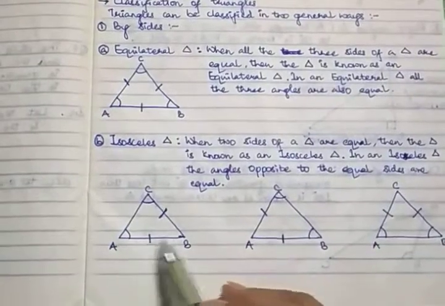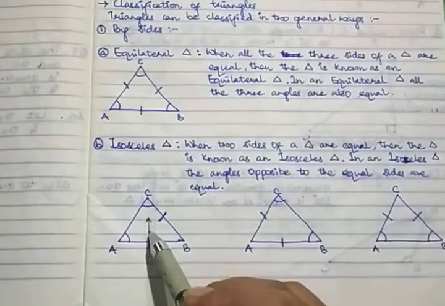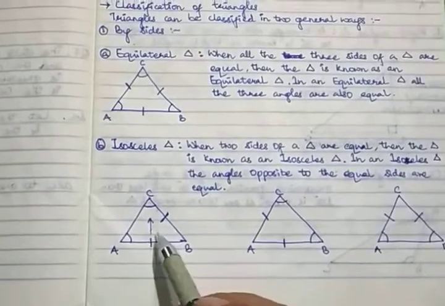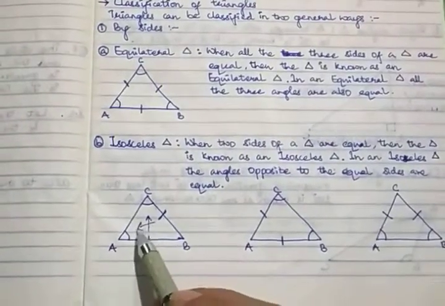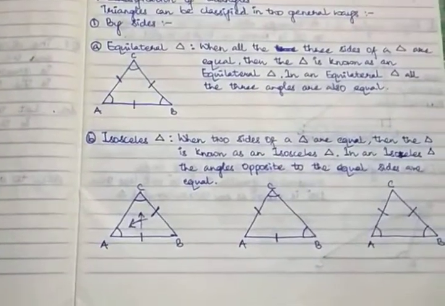Now see, the equal sides are AB and BC. So which is the angle opposite to this side? This angle, that is angle C, isn't it? Which is the angle opposite to this side? This angle, angle A, isn't it? So that is why these two angles are equal for this figure.